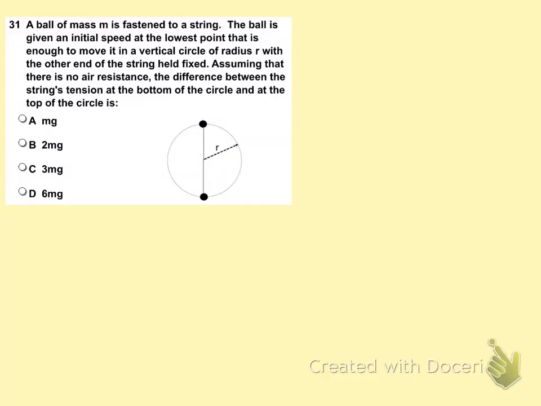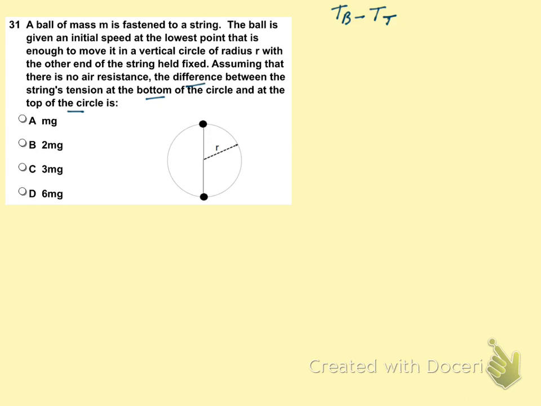Number 31, a ball of mass m is fastened to a string. The ball is given an initial speed at the lowest point that is enough to move it in a vertical circle of radius r, with the other end of the string held fixed, assuming that there is no air resistance. The difference between the string's tension at the bottom and at the top. So we want to find out the difference: tension bottom versus tension top.